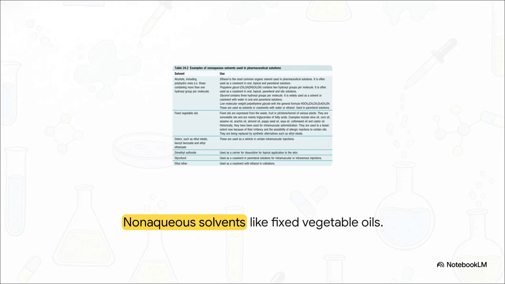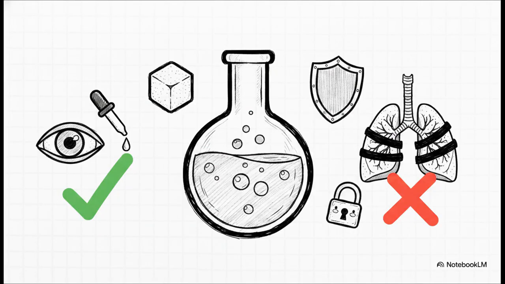And just look at the sheer variety of real-world alternatives we can use. Take fixed vegetable oils, for instance. We're talking about highly purified olive oil, sesame oil, or corn oil. Historically, and honestly even today, these are used for intramuscular injections. You might be wondering why. Well, injecting a drug dissolved in oil creates a sort of depot in the muscle. That depot slowly releases the drug over time, giving the patient sustained absorption. Pretty clever, right?